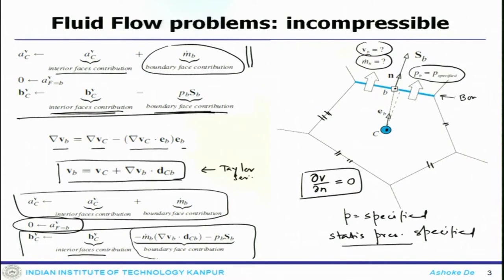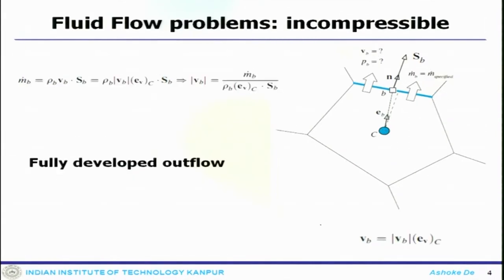So, this is the change one can add when you have a pressure boundary condition which is specified. At the outlet, if you apply the pressure, or the pressure is specified, then the rest of the coefficients get changed in this fashion.